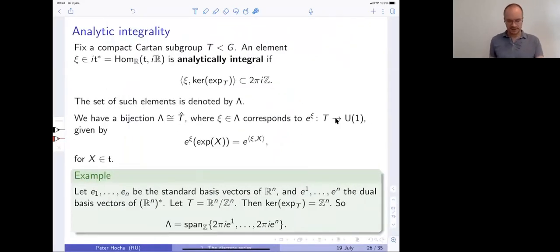It's just an implicit example. If you have R^n, and e_1 up to e_n is a standard basis of R^n, and with superscripts we mean the dual basis of the dual of R^n. If the torus T is R^n mod Z^n, then the exponential map is the quotient map, the kernel is Z^n, and now the integral elements are the Z-span of 2πi times all these dual elements. So in particular, it's a countable set. It's a lattice inside this vector space. So it's countable.